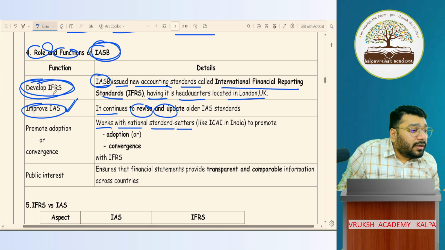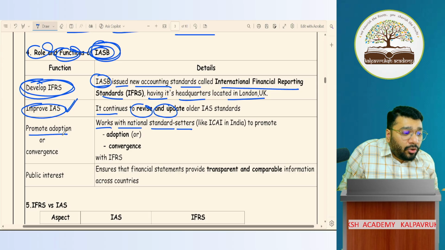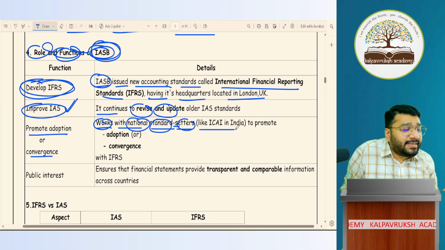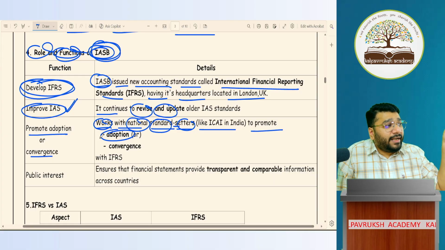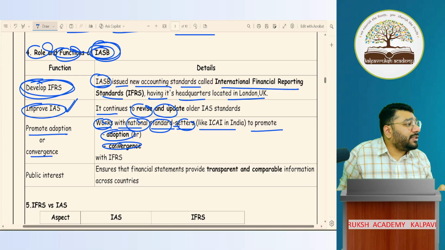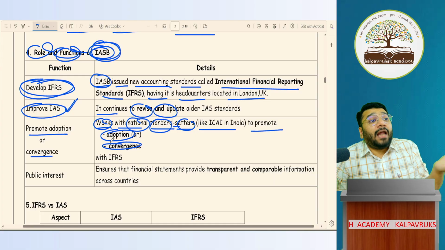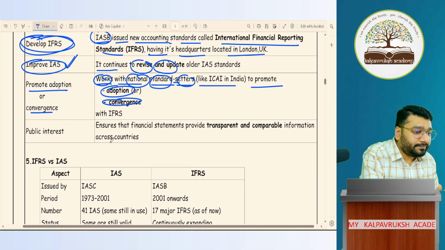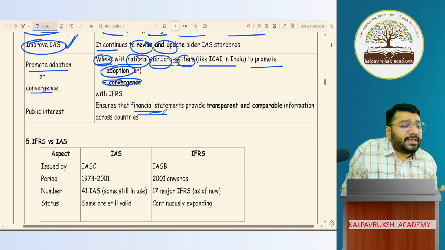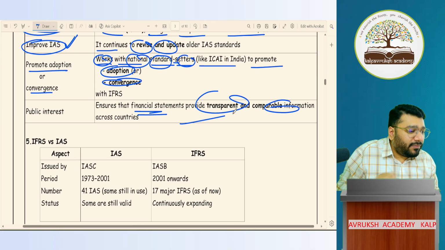So one of the functions of IASB was to promote or converge, that is, work with national standard setters like ICAI in India to promote IFRS either as an adoption strategy or a convergence strategy. So for IFRS, either you make people adopt it as it is, or you encourage them to converge with IFRS. By this virtue, the financial statements that you prepare are transparent, comparable, with the same information.